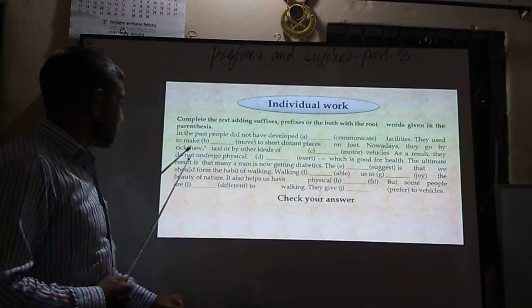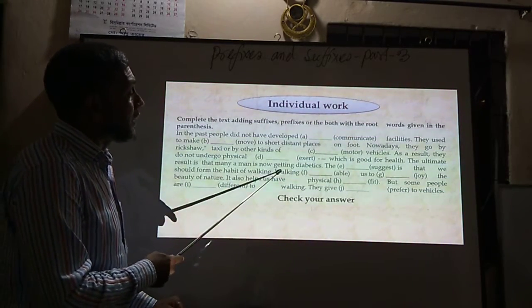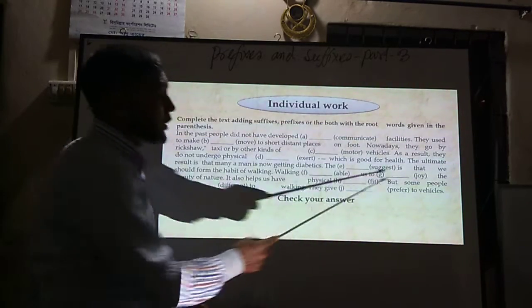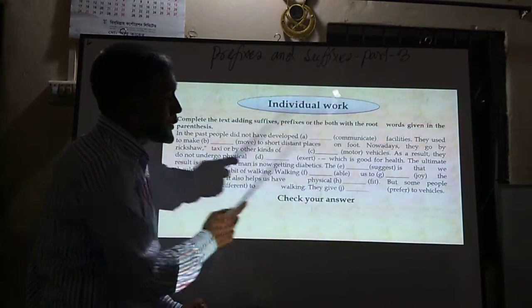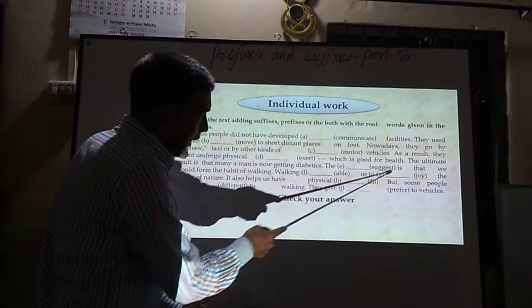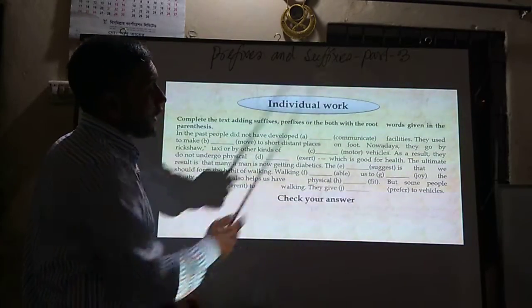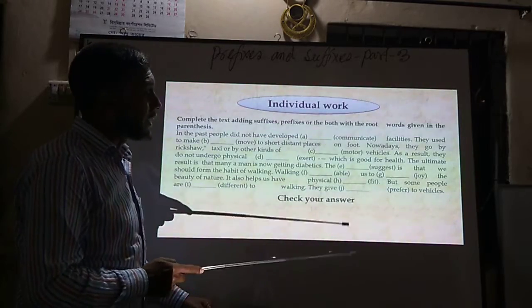The ultimate result is that many a man is now getting diabetes. The dash, again dear student, this is a verb and this is an article, the. After that this place is fixed for a noun, but the word in the bracket is a verb. So I must turn the word into a noun, then my answer will automatically be correct.